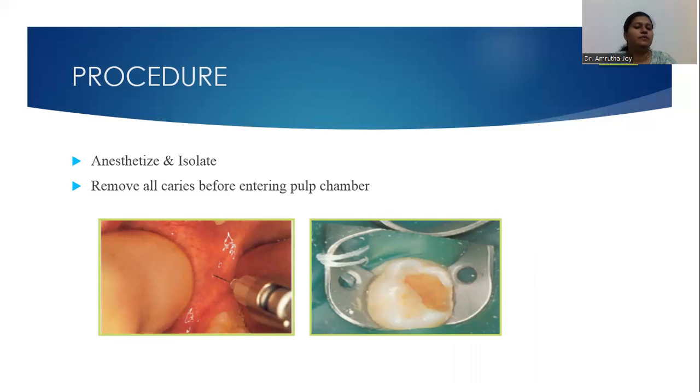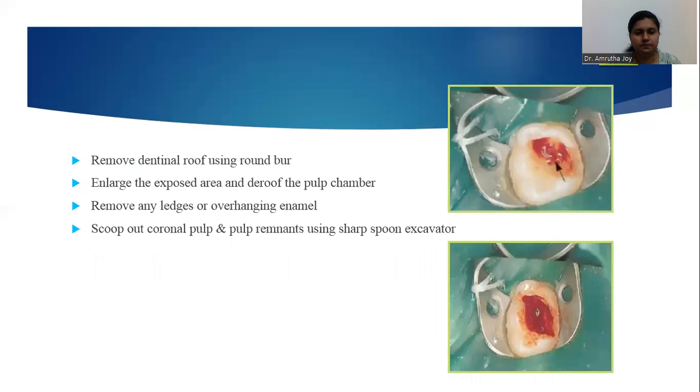Coming to the procedure, first we need to anesthetize the tooth and isolate the tooth. Rubber dam isolation is preferred because a clean surgical area should be maintained throughout the procedure. Then we remove all the caries from the tooth. Sometimes the pulp may be exposed by removing the caries, or else we can use a number 330 or round bur to enter the pulp chamber. Once the pulp chamber is opened, enlarge the exposed area and completely remove the roof of the pulp chamber.